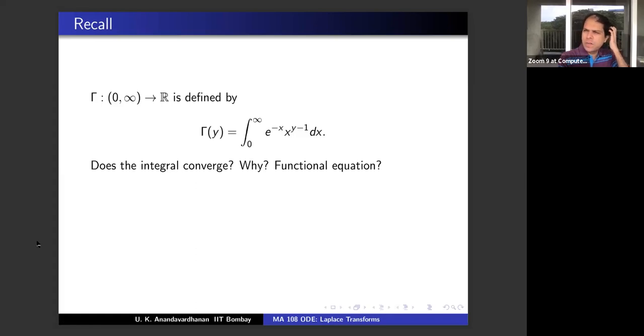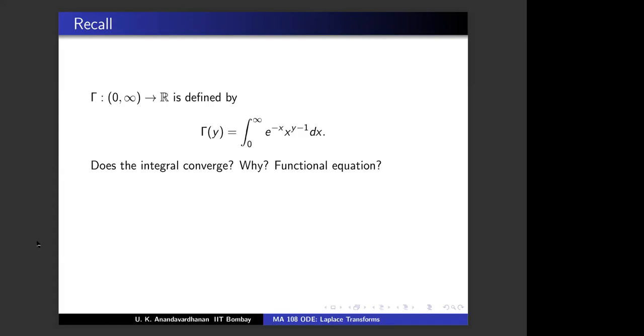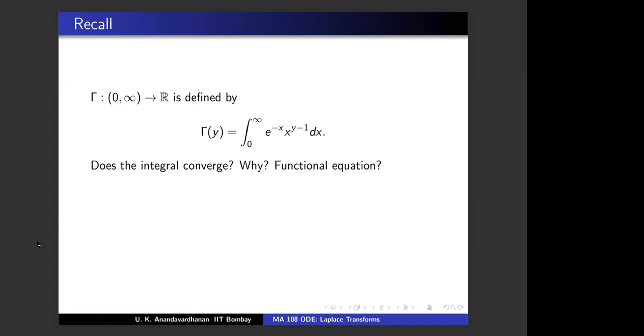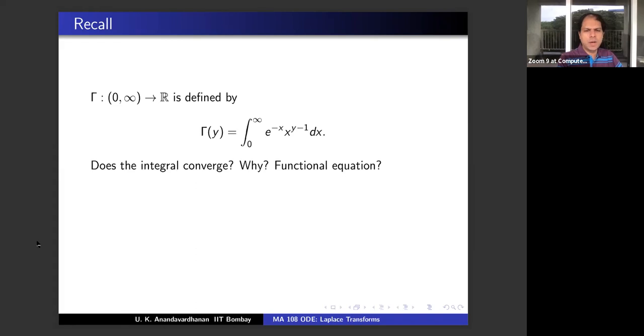Did I use this word, functional equation? Yes. And what was the functional equation for the gamma function? Gamma of y plus 1 equals y times gamma of y. And what was the main idea of the proof, if you have to give the key sentence? Integration by parts. So integration by parts gives you the functional equation, and so the answer for this word proof is integration by parts.